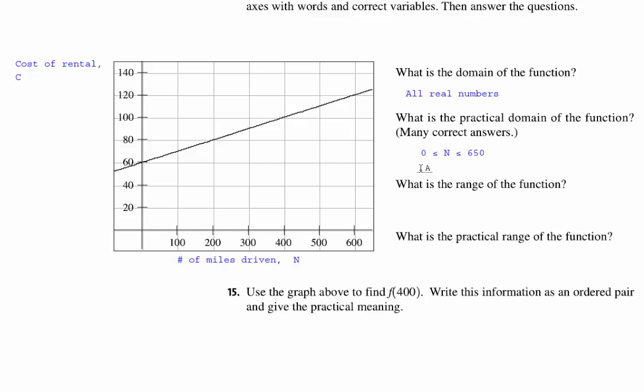Now for the range, again, it's going to be all real numbers. But the practical range, we're going to take from the table or from the graph. So it looks like it could be anywhere from 0 to 140 or 150. Some people might say, oh, well, the rental was $60, so maybe it should be from 60 to 140. People have different opinions on this. Again, many correct answers will suffice. I'm going to just say 60 to 140. And again, if you wrote 0 to 140 or 0 to 150 or 60 to 150, these are all correct.